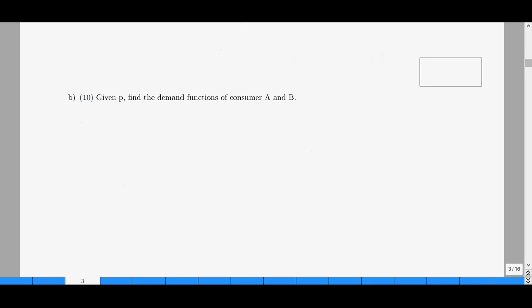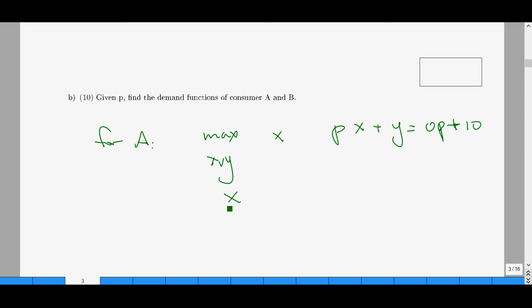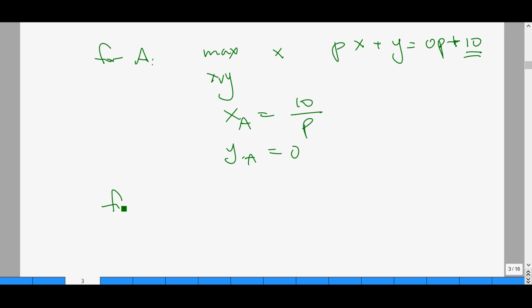So the second one, find the demand function. This one you actually need to do, because it is not that obvious, as we need to figure out the price. So for A, we want to maximize by choosing xa, ya. Let's do it with just x, y. Px plus y is equal to, what's my endowment? My endowment is 0p plus 10. So then I will buy as many x as possible. So xa should be, I spend all the money on x, and ya is equal to 0 because I don't need anything.